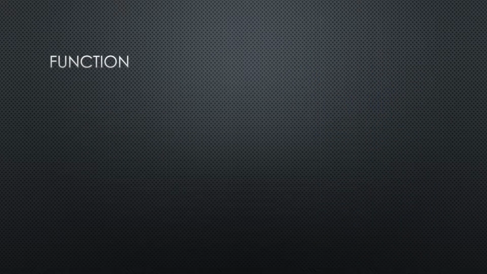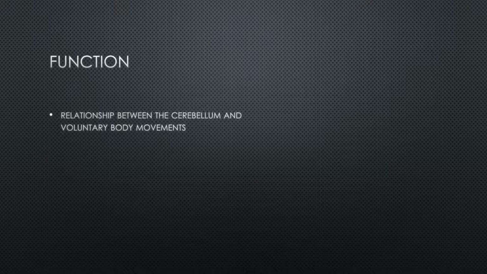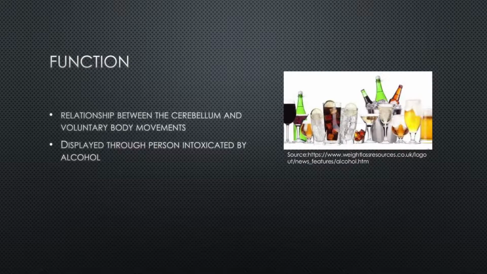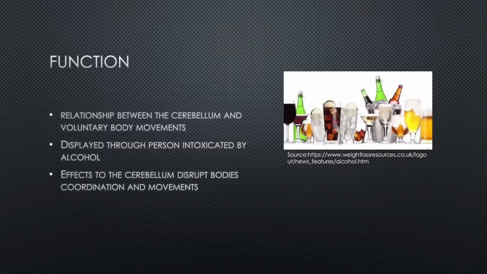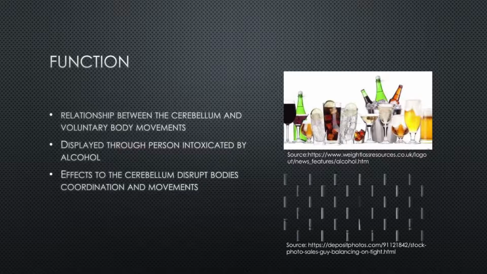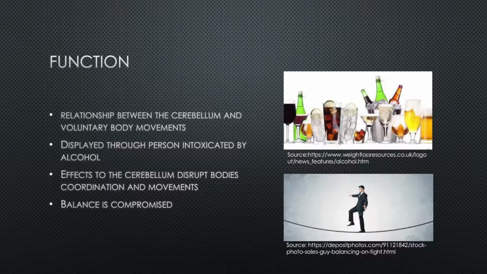The relationship between the cerebellum and voluntary body movements is present when analysing a person who has been intoxicated by alcohol. Drinking alcohol directly affects the cerebellum and leads to the body's coordination and movements being disrupted. For example, an extremely intoxicated person might have trouble walking in a straight line. Therefore, their balance is compromised.